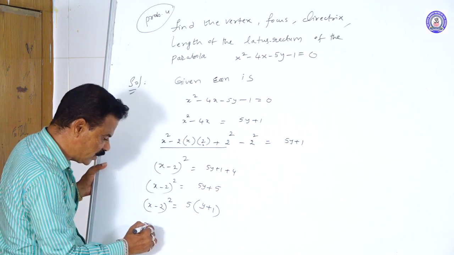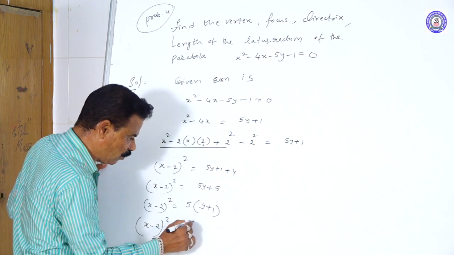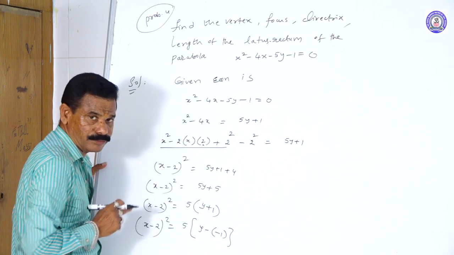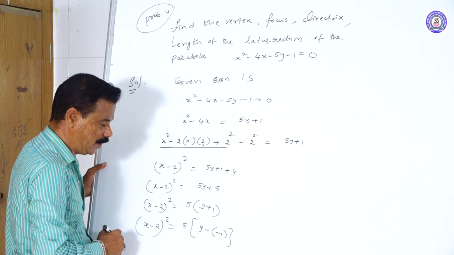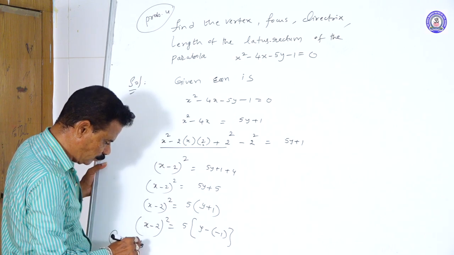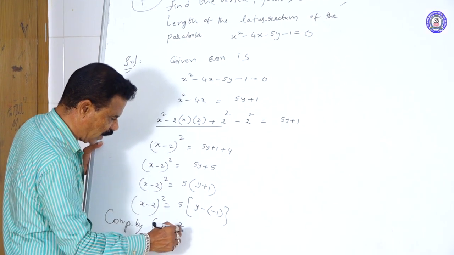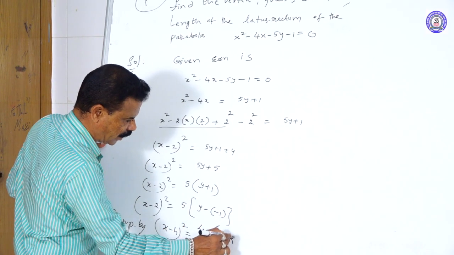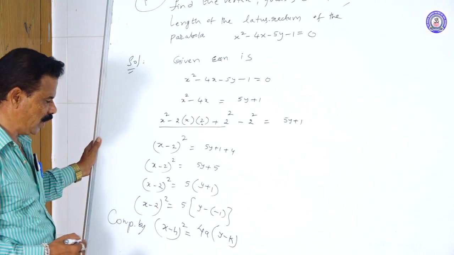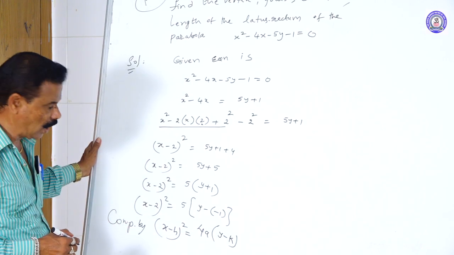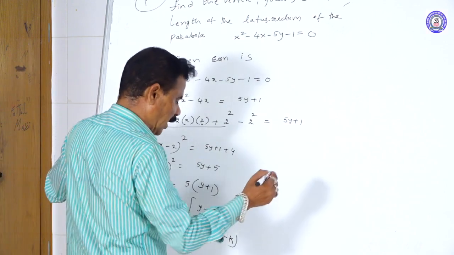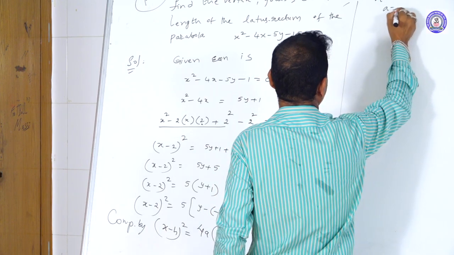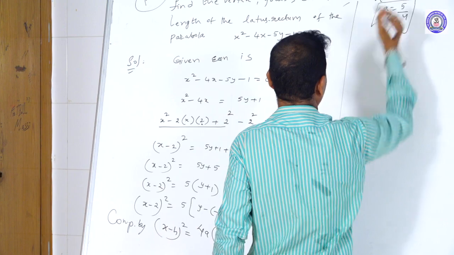So it is also written as (x minus 2) whole square equals 5 into (y minus of minus 1). So this is compared with (x minus h) whole square equals 4a into (y minus k). So here positive means it is the upside parabola. So the 4a value is 5, then a is equal to 5 by 4. Here the a value is important.